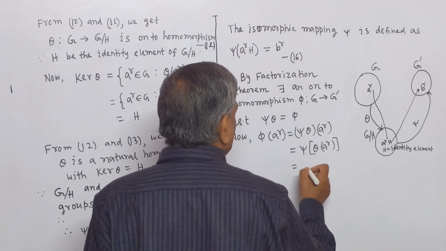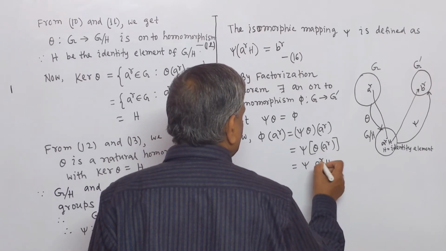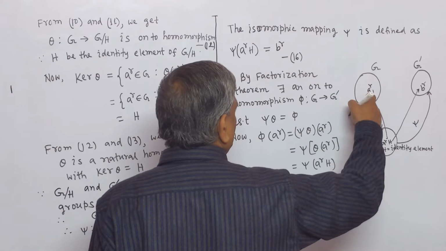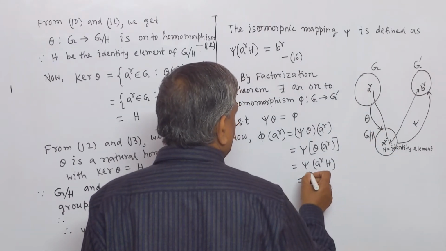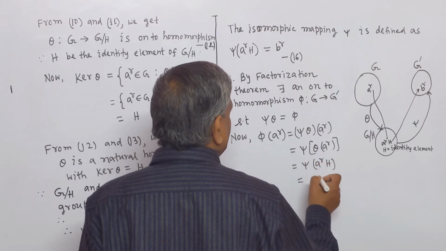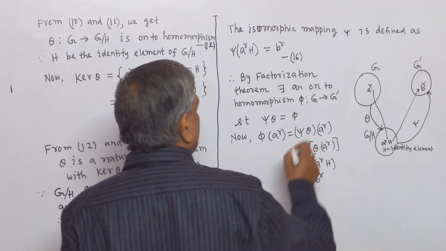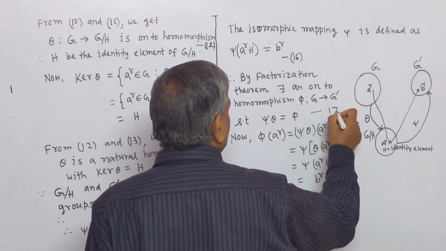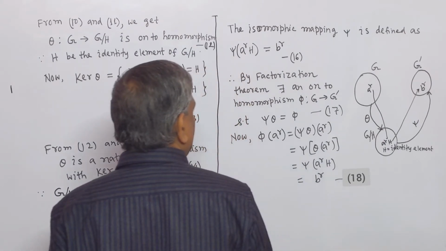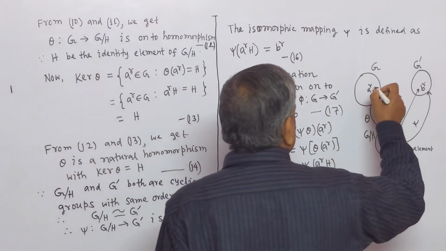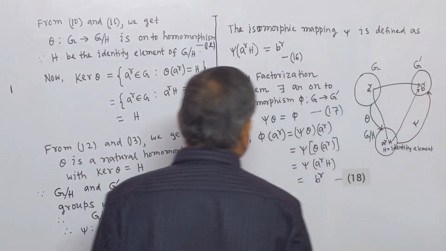This is equal to psi a to the power r h. Theta a to the power r equal to a to the power r h, and psi a to the power r h equal to b to the power r. Let this be number 17 and this be number 18. Here, the image of a to the power r is b to the power r.